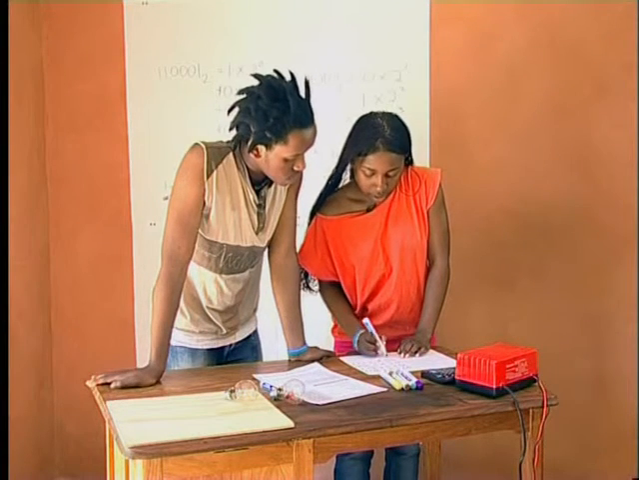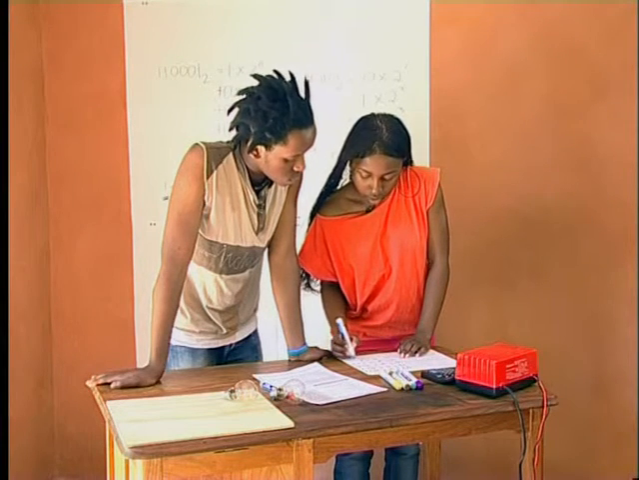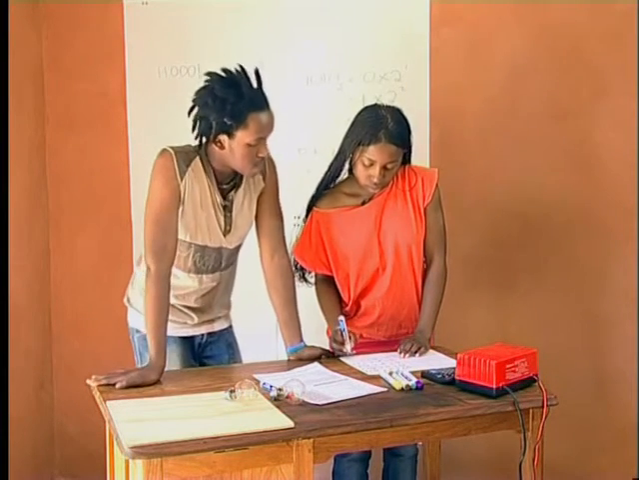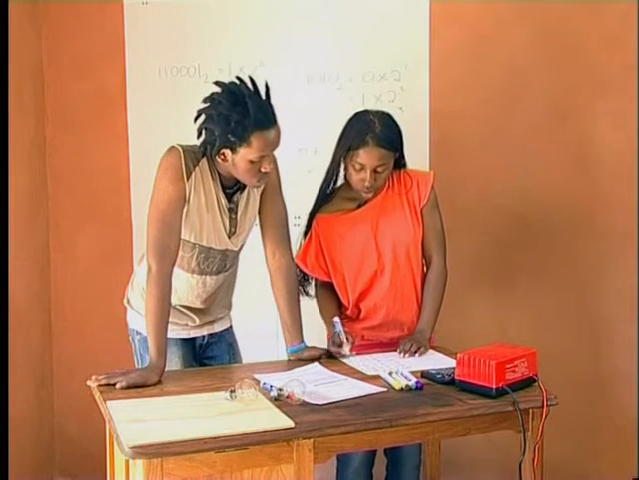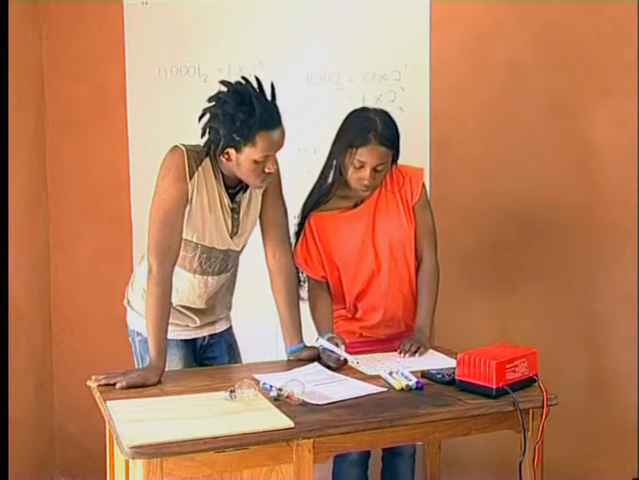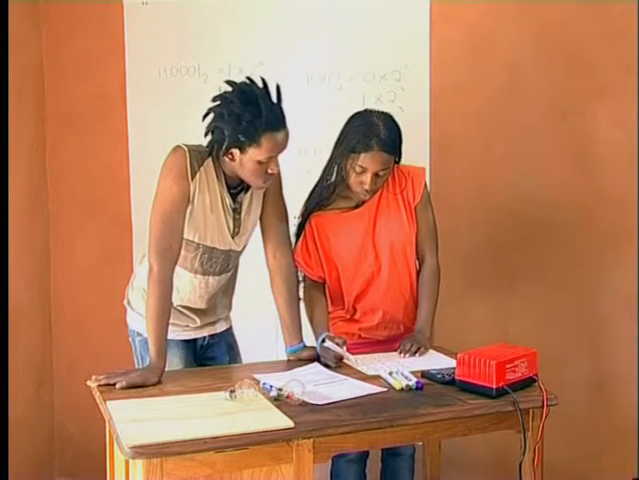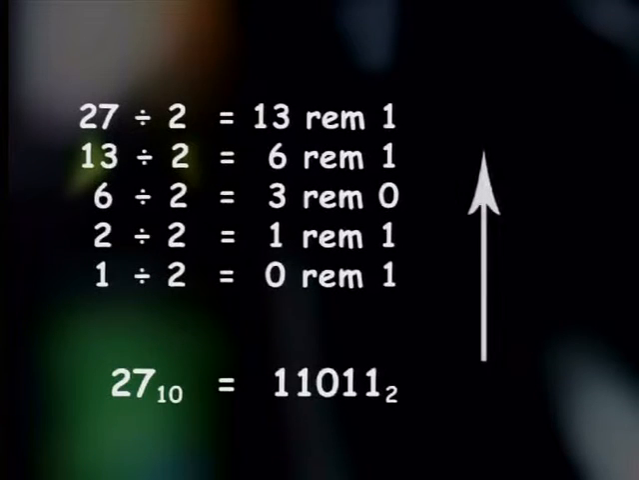Remainder 1. And then 2 divided by 2 will give us 1, remainder 0. Then 1 divided by 2 will give us 0, remainder 1. So we get 1, 1, 0, 1, 1. Okay, I get 1, 1, 0, 1, 1 to the base of 2. Well done. It looks like you really understand this binary number system.